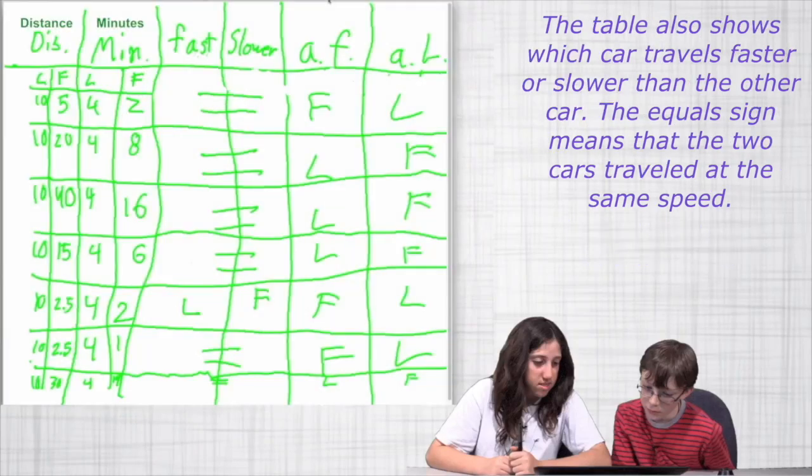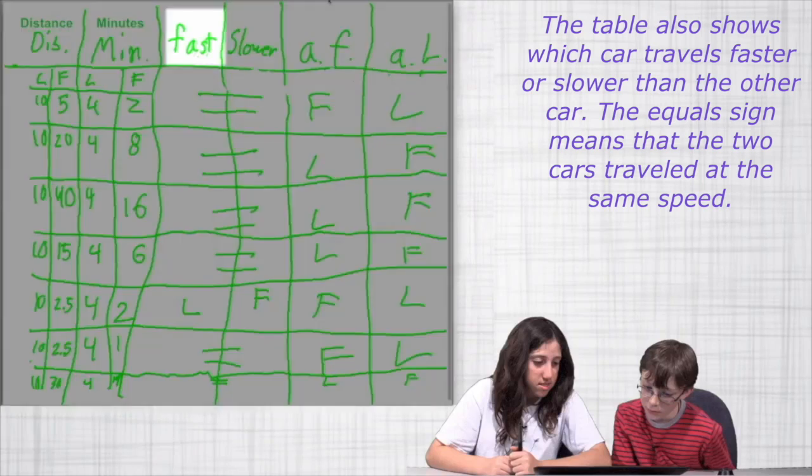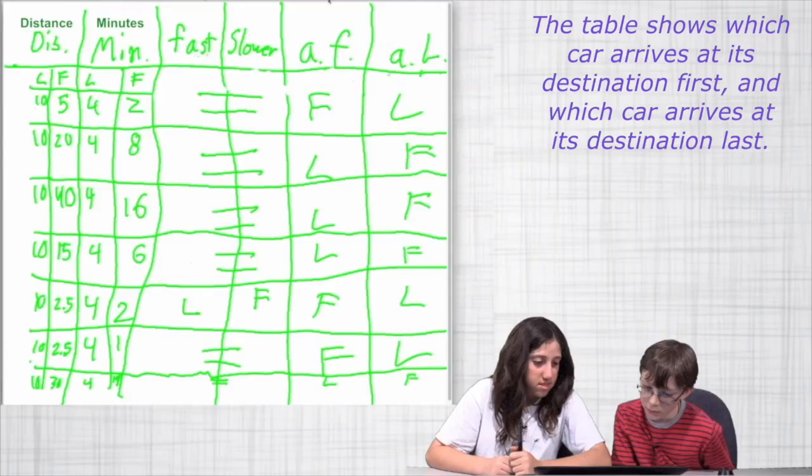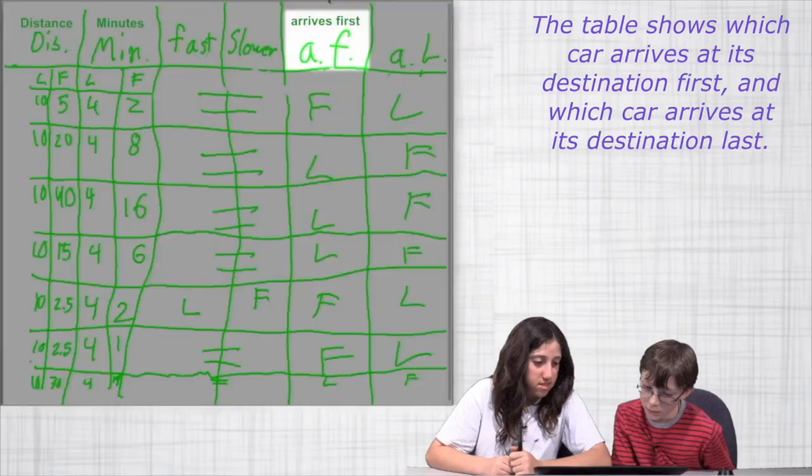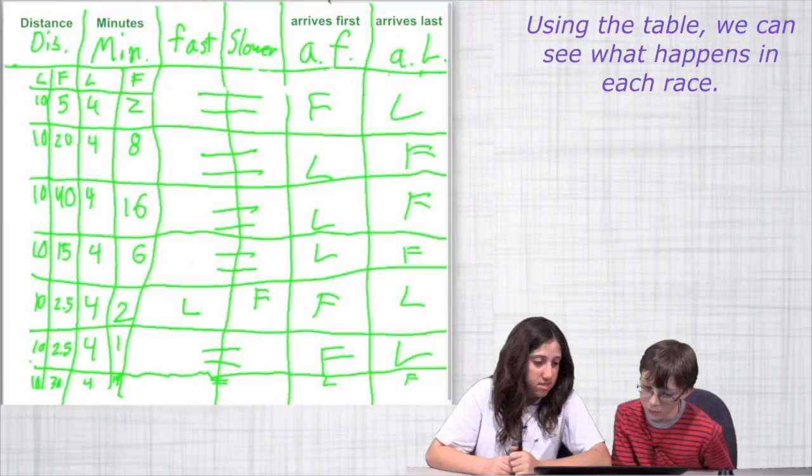The table also shows which car travels faster or slower than the other car. The equal sign means that the 2 cars traveled at the same speed. The table shows which car arrives at its destination first and which car arrives at its destination last. Using the table, we can see what happens in each race.